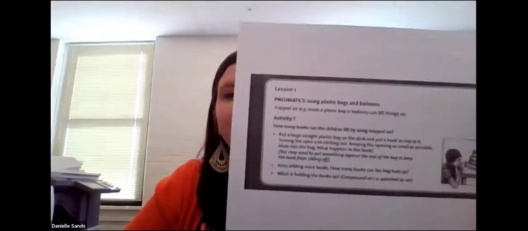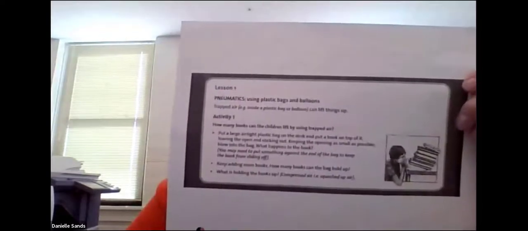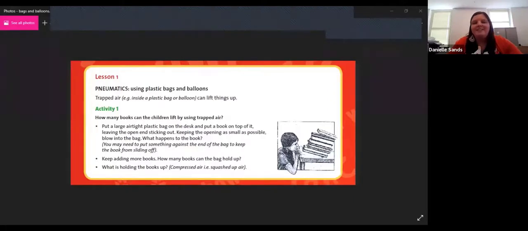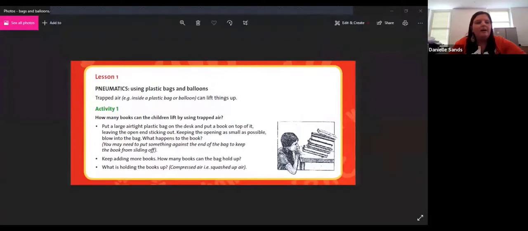So just some other things while you're working. You'll find there's some balloons and some straws in your kits, and you can do an easy activity with the kids to lift a set of books with balloons, or you can use Ziploc bags, just to show them how pneumatic power works. That's a really easy activity, and I'll show my screen so you can see it. See how many books they can lift using trapped air. It's a good, easy way to talk about pneumatics.